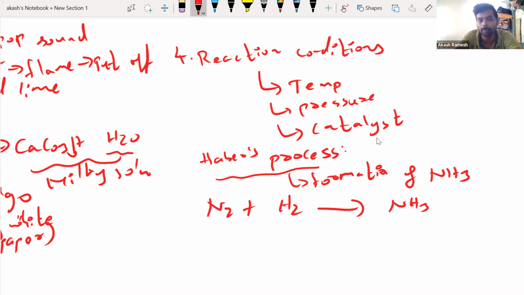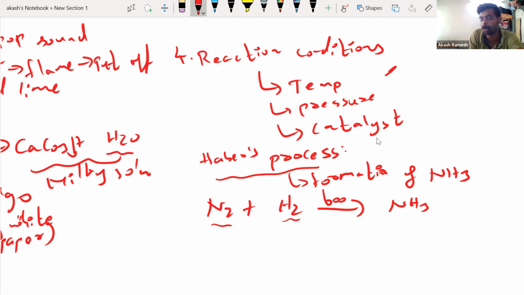It is obviously because of the reaction conditions, right? Only in those conditions will a particular reaction happen. Okay, right? So only if you provide the necessary conditions can we proceed with the reaction, right? That is the reason why even though we have N2 around us, H2 around us, this doesn't form naturally. Okay, so what Haber did is he supplied a lot of temperature. He went for around 600.